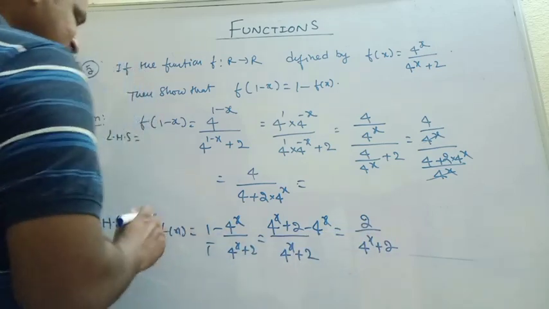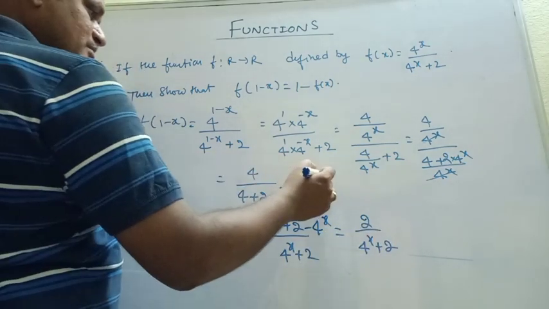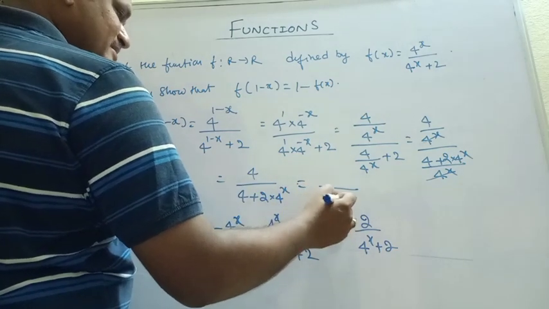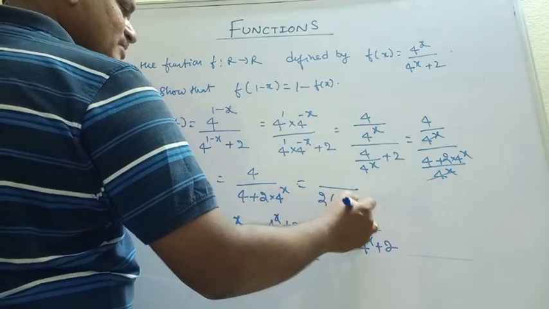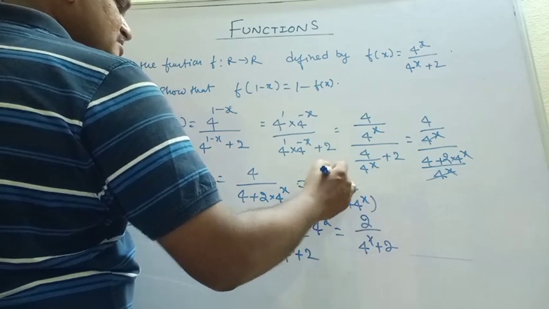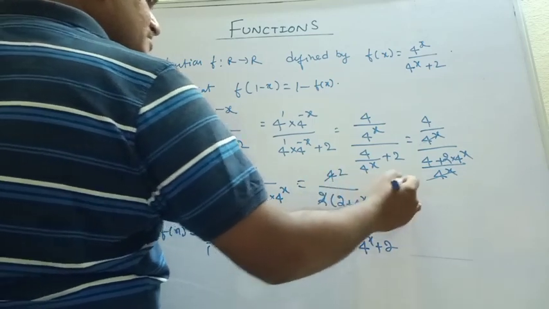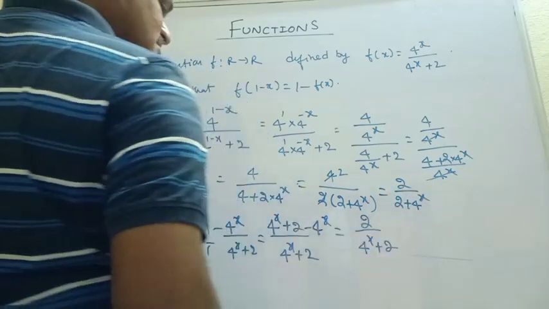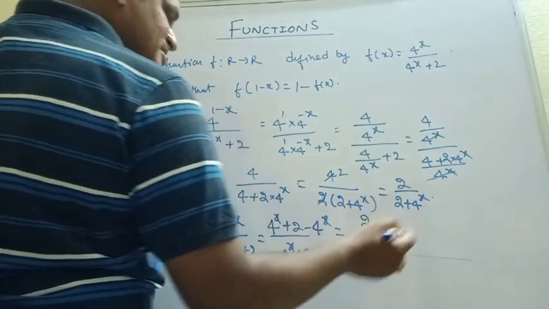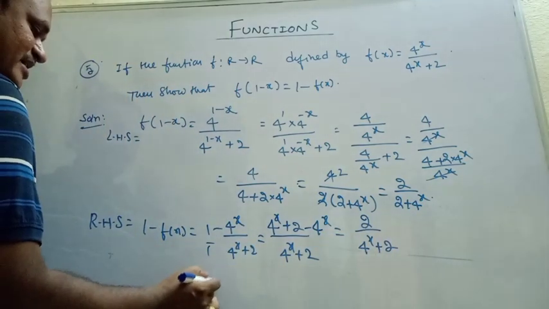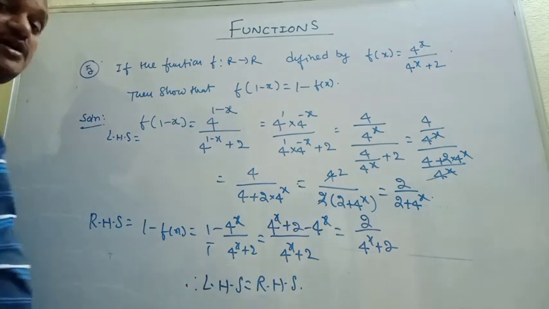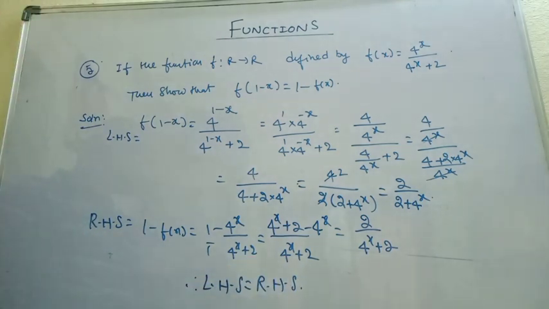And in the left hand side also we can take 2 common in the denominator. If you take 2 common, this is 2 plus 4 power x by 4. Now 2 ones are 2, so 2 by 2 plus 4 power x. Therefore this is the left hand side and this is the right hand side. Therefore the left hand side is equal to the right hand side, my dear student. This way you will be doing this particular problem.